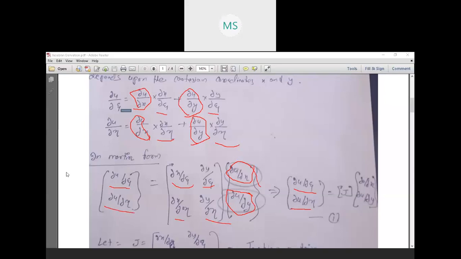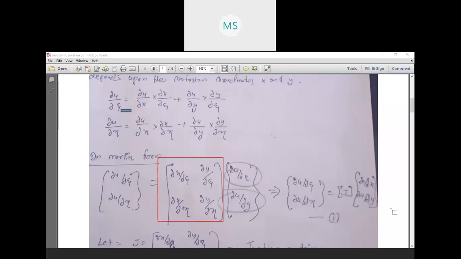Now this matrix, I will clear the screen so that you can understand. This matrix is known as the Jacobian matrix, which is denoted by J. So ∂x/∂ξ, ∂y/∂ξ, ∂x/∂η, ∂y/∂η: all these things are known as matrix J. Another thing, ∂u/∂x and ∂u/∂y. So now our next aim is to find the matrix J.